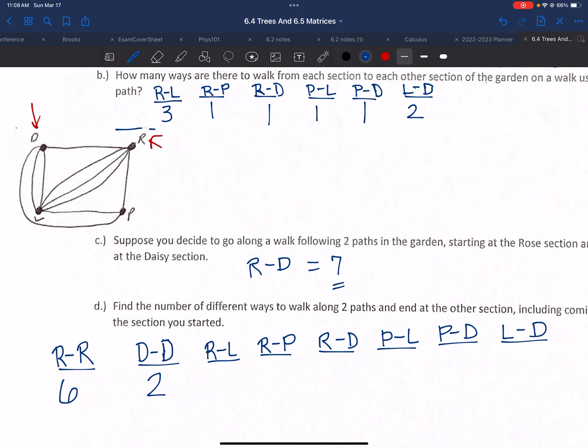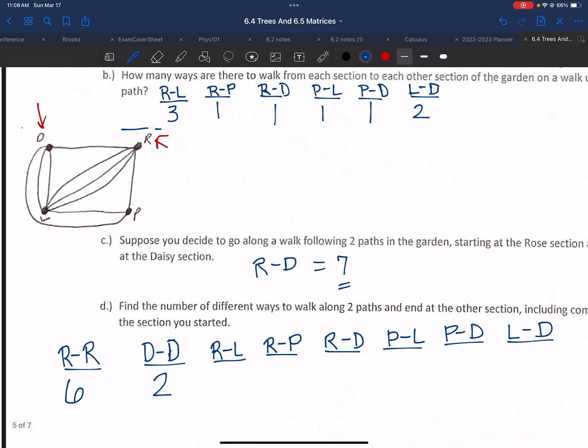All right, let's look at R to L. There's several ways to do that. We can go from R to D to L on the right. We can go from R to D to L on the left. That's 2. We can go R to P to L. It looks like that's 3. That may be the only number we can do. So that'd be 3 for that one.